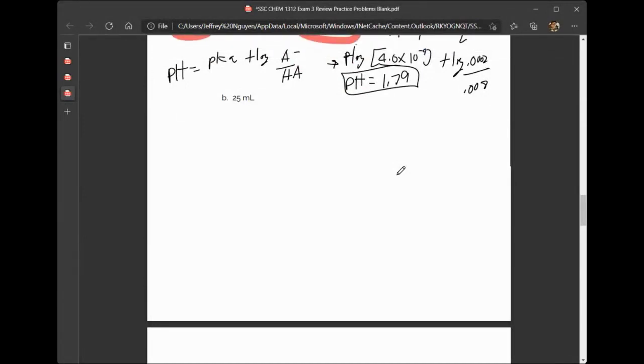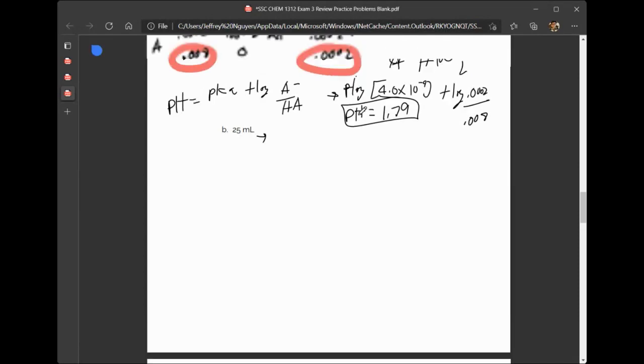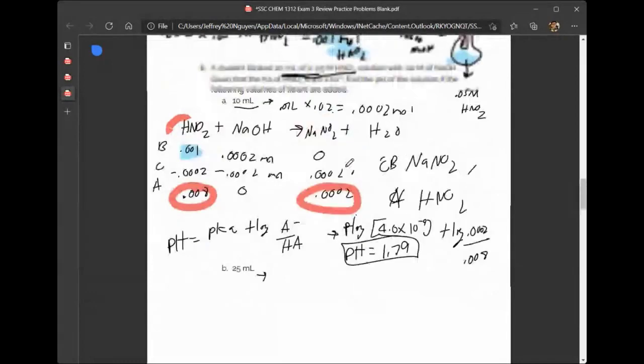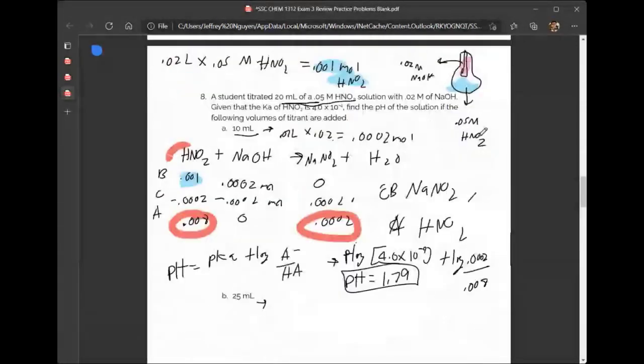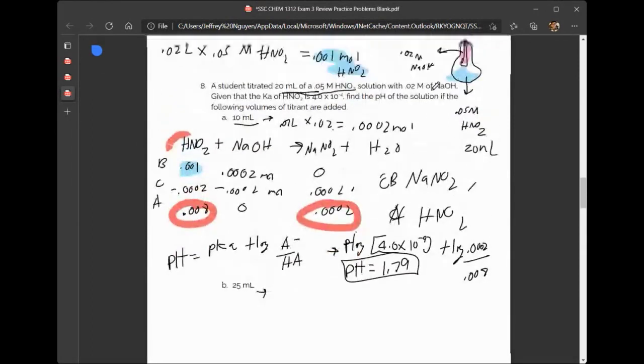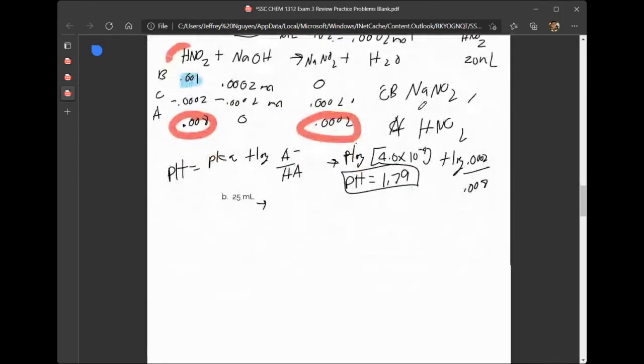Okay, so next problem. This time we're given 25 milliliters of titrant. So let's go ahead and turn this into moles using the given molarity. So this changes, right? We still have that 0.05 M HNO2 with the 20 mL in it. So you have to look at it differently. What's different is you have the titrant here, right? And that's changing. Instead of 10 milliliters this time, we're adding 25 milliliters. So we have 0.025 liters when we divide that by 1,000, and then we multiply by 0.02 M, which is the concentration. So if I multiply correctly, it should be this number.